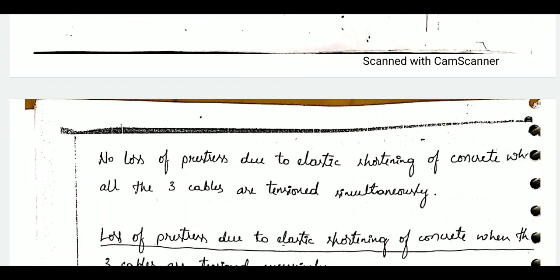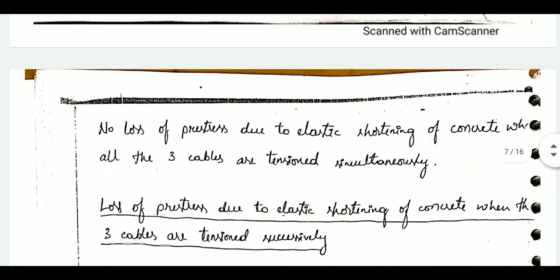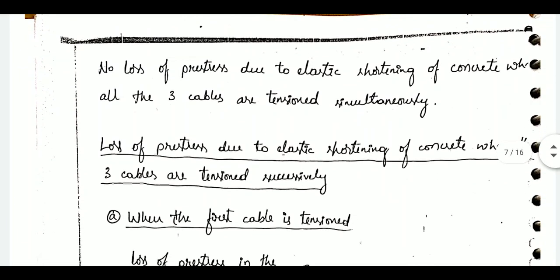See here, there is no loss of pre-stress due to elastic shortening of concrete when all the 3 cables are tensioned simultaneously. This is the answer for the first case. Next, the second case: loss of pre-stress due to elastic shortening of concrete when the 3 cables are tensioned successively, that is one after the other.